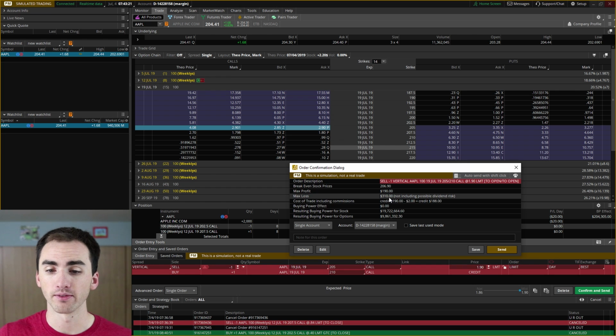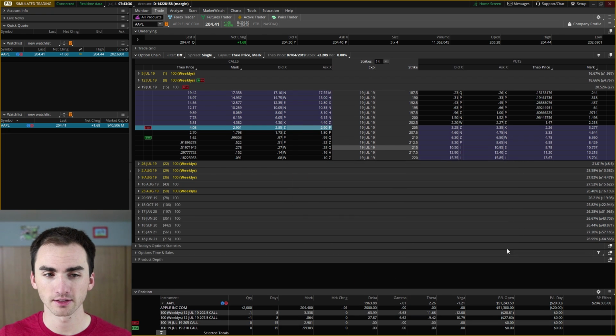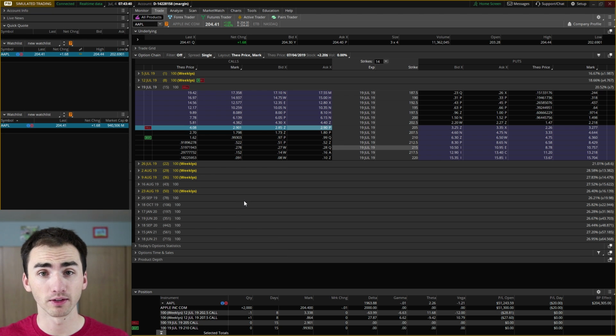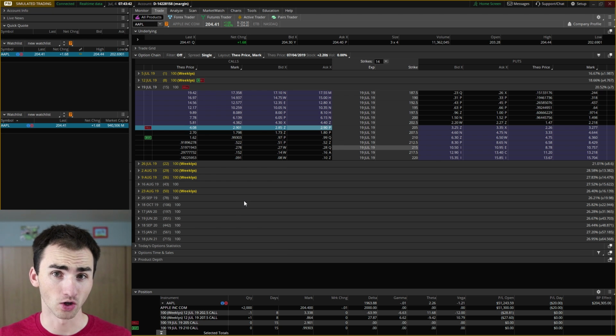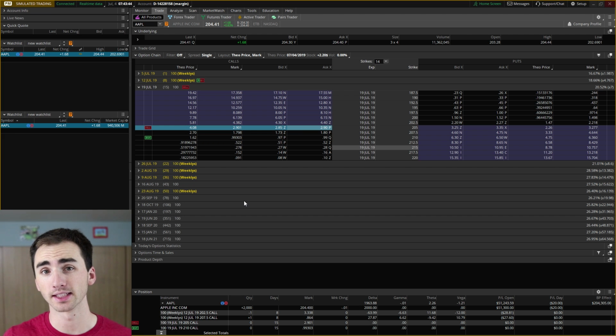And then 500 minus 190 does make 310 for our max loss. And then it's just going to tell us our commissions and a few other effects on buying power. Now we can just send this, and then it will go in the system and it will try and get filled. Now the market actually isn't open right now, so we won't see this get filled.